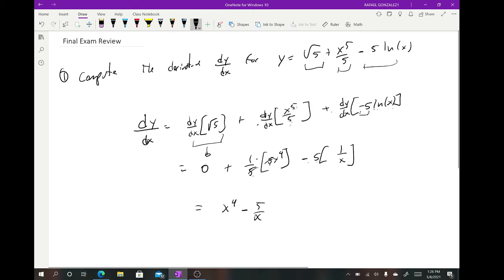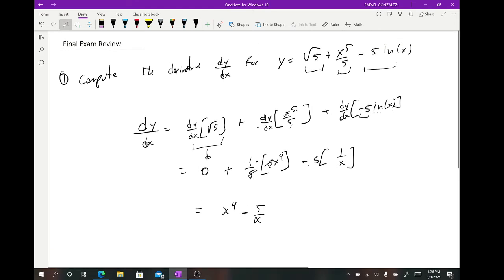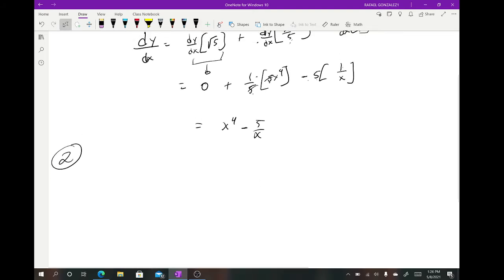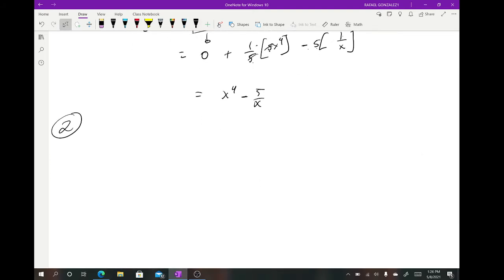So this is one of the most important things that you need to know how to do in the exam, taking derivatives. This is a calculus 1 class, so the least that you need to be able to know how to do is to take derivative of functions. And as such, most of the exam is just taking derivatives.